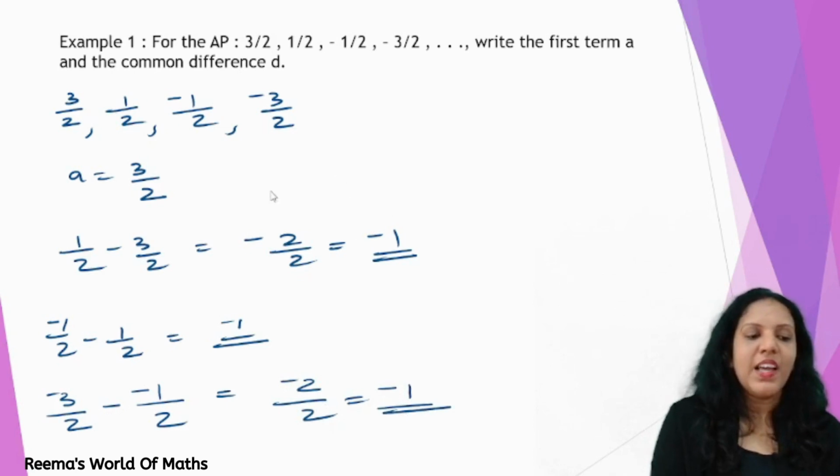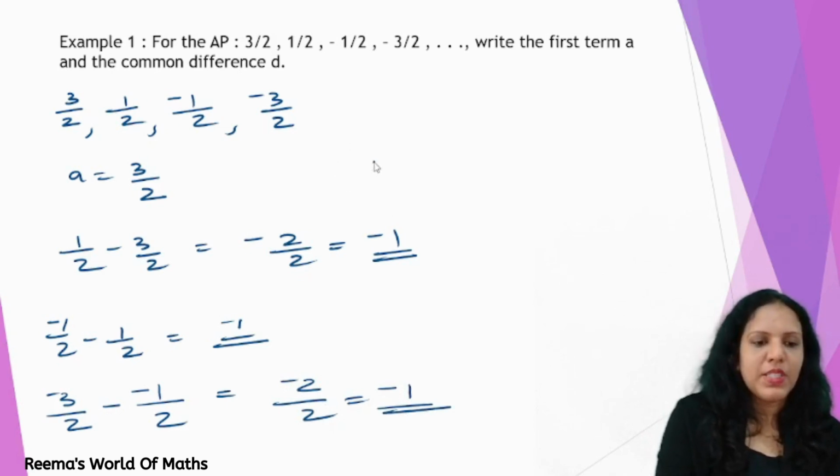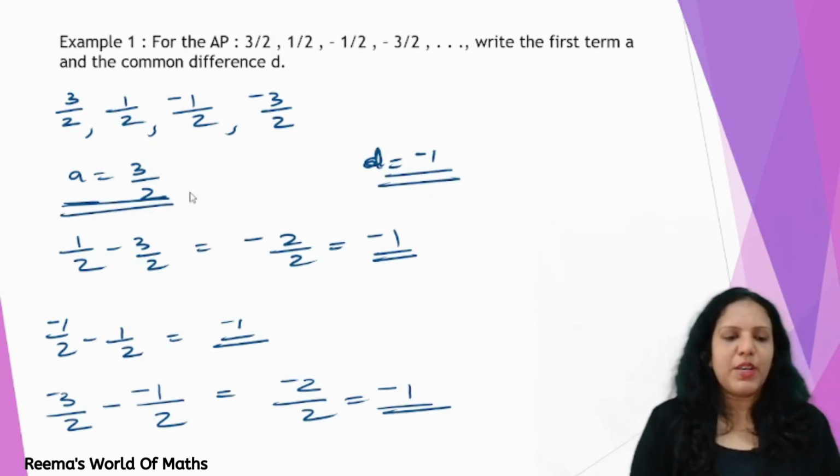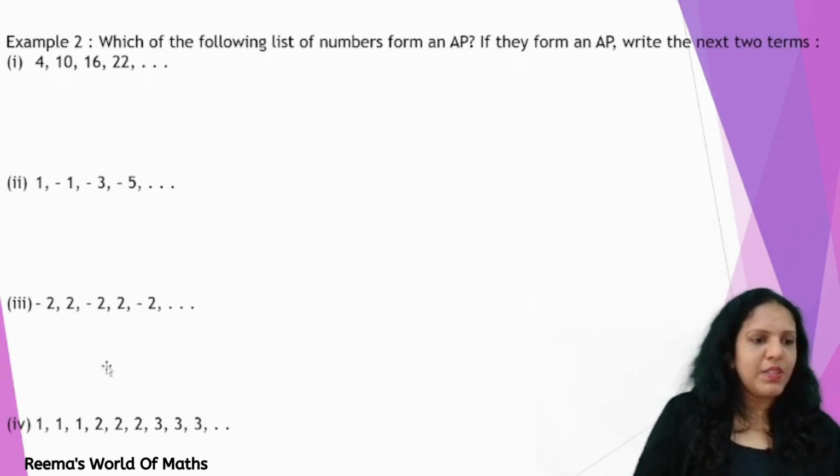So here we can say the common difference D is equal to minus 1, and the first term A is 3 by 2. So this is an arithmetic progression. Let's see another example.